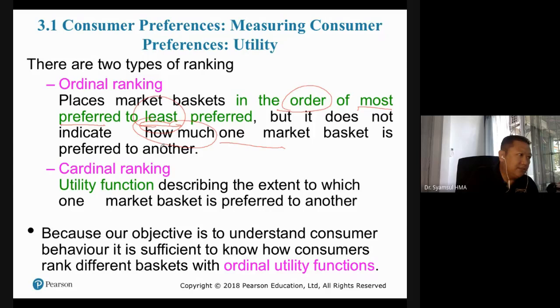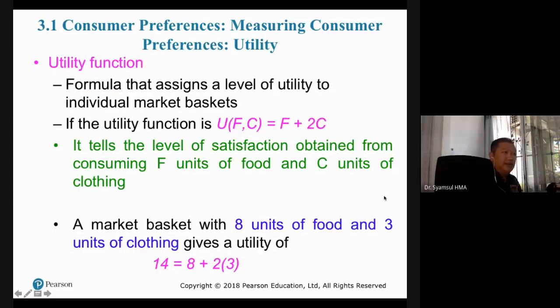One market basket is preferred to the other. Another one is called cardinal ranking, a utility function describing the extent to which one market basket is preferred to the other. Our objective here, to understand consumer behavior, is that it is sufficient to know how consumers rank different baskets with an ordinal utility function. Okay, now we give you an ordinal utility function.